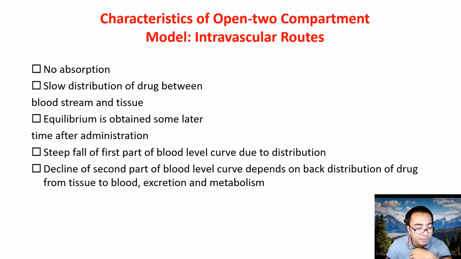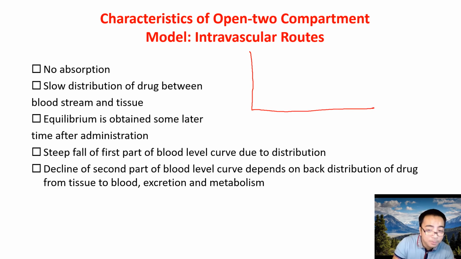So, allow me to explain this. If this is our plasma level time curve, okay, let's have a plasma level time curve here. Obviously, it's IV route. So, at zero time, nasa peak ang concentration natin. Okay? Now, class, if this is a two-compartment model, initially, mababa yung amount of drug in the blood.